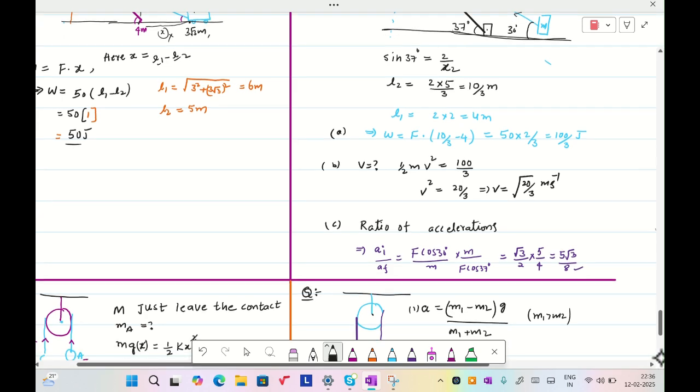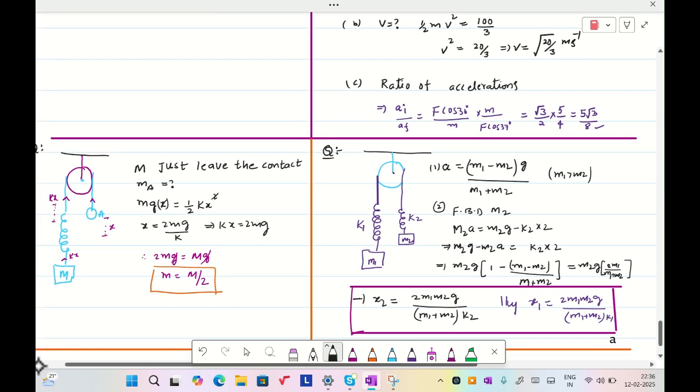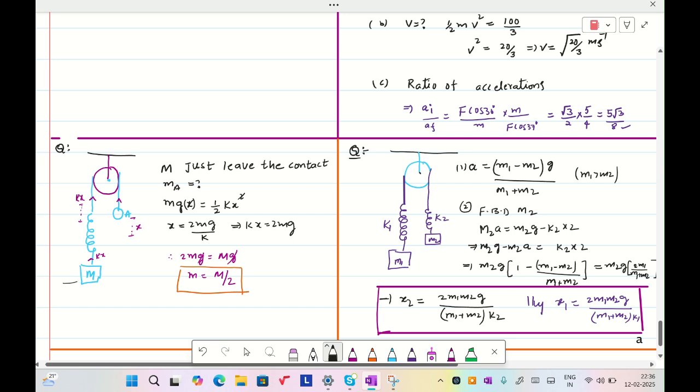Now the last two models. In this model, the same concept is studied, but here initially the block M is on the ground, a frictionless ground. Now what is the mass of small m needed to lift the capital M? What is the minimum mass to lift this M? Similarly, in the first case we studied how much displacement is done by the block, and the same extension will come in the spring.